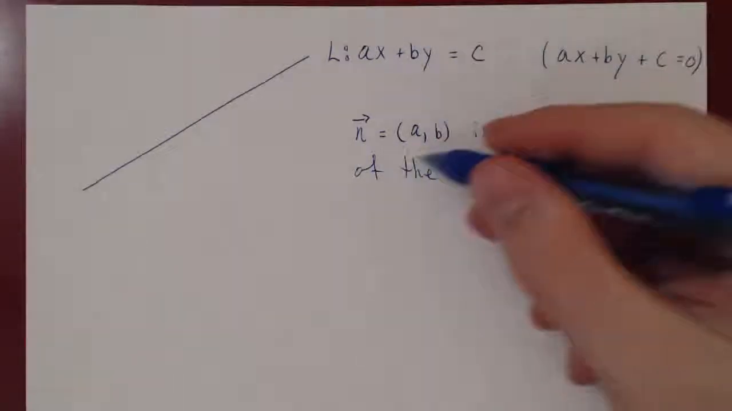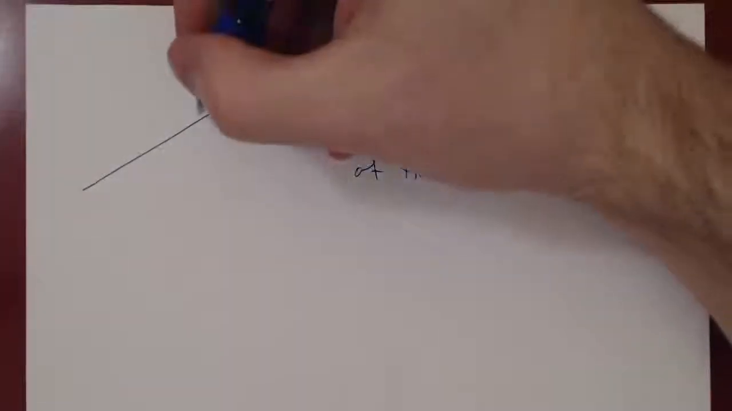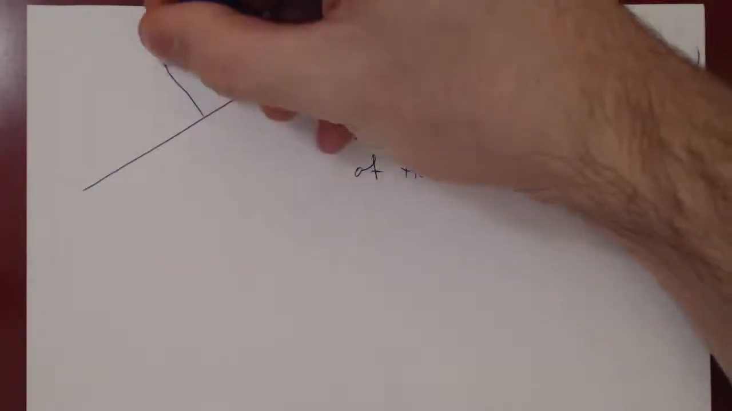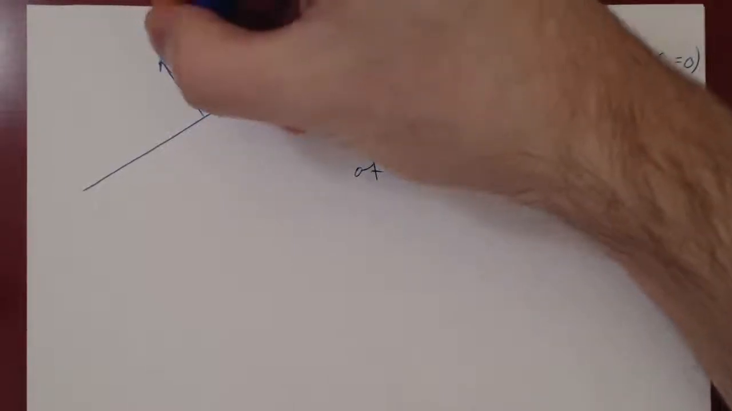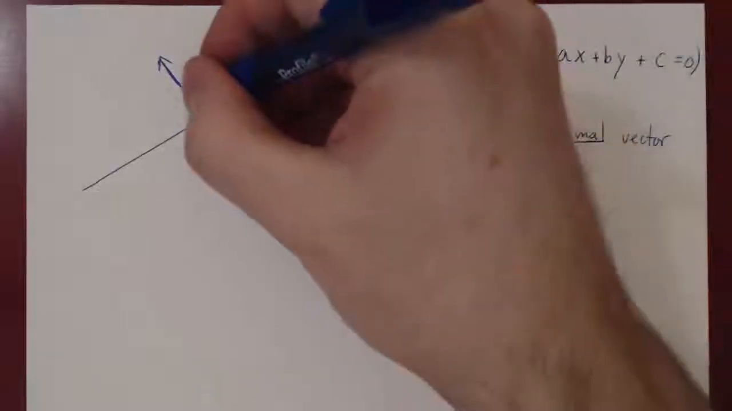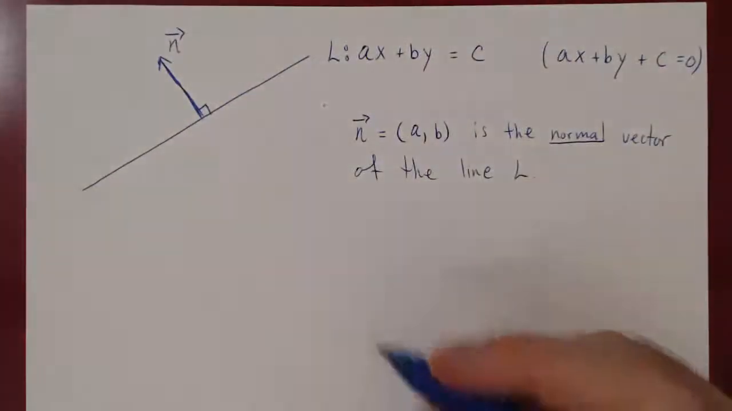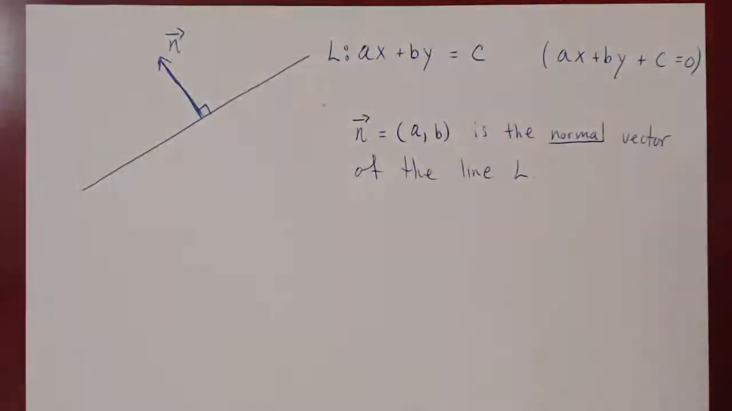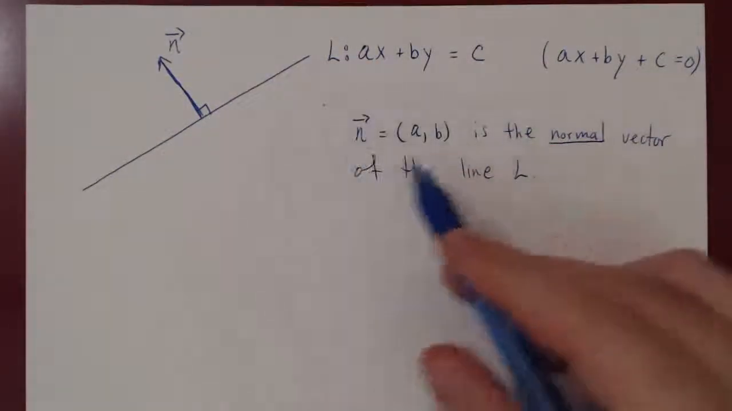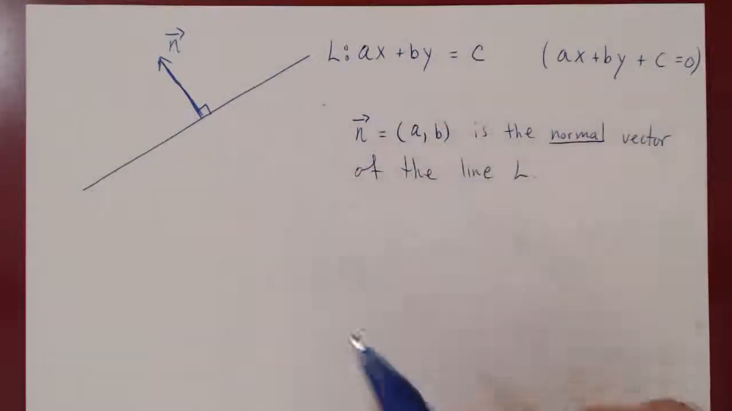So if you position the vector n in space so that its initial point is on the line, you will have a vector that is perpendicular to the line. Of course, it could be pointing up or down, doesn't matter. Either way, this vector will always be perpendicular to the given line.